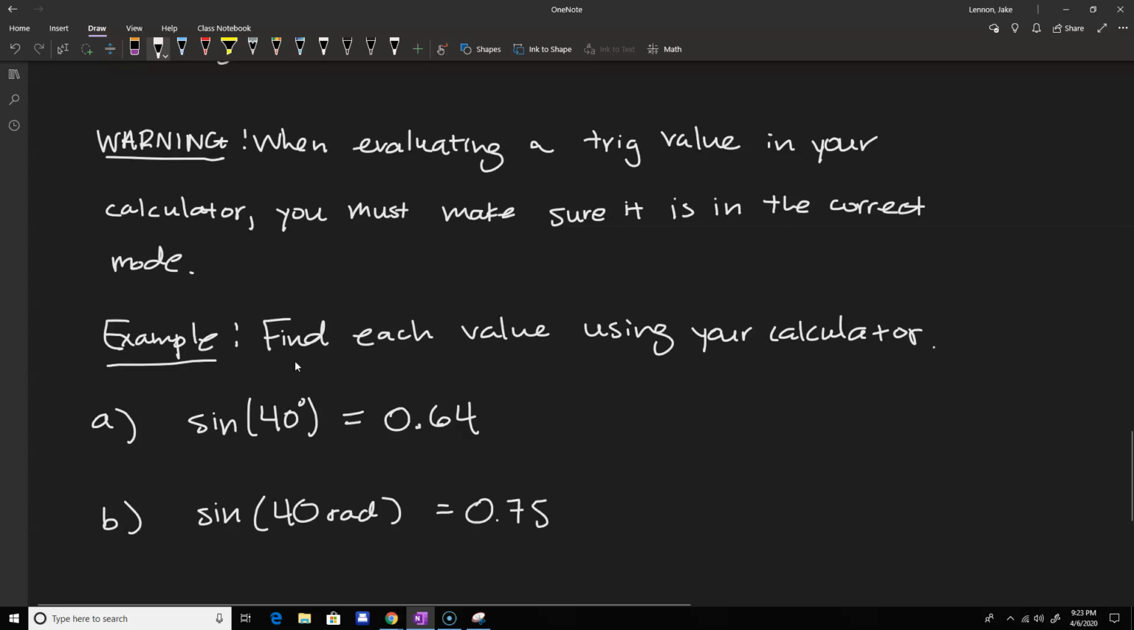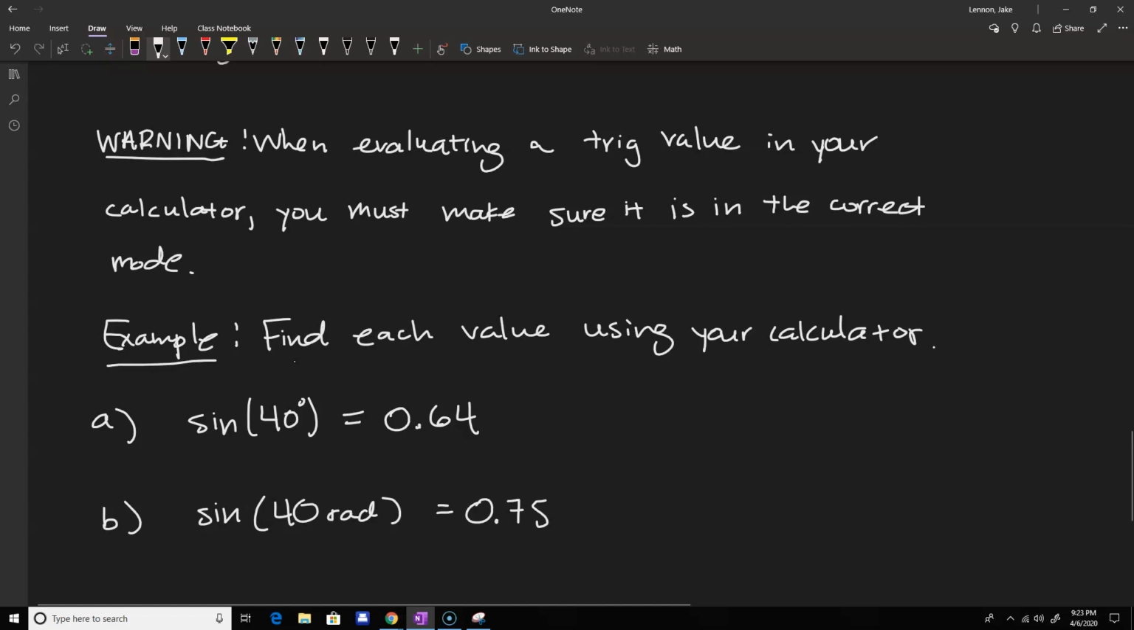Notice that the values are completely different. So if you're not using the appropriate mode in your calculator, you're going to get a different number. So if you're asked to find the trig value of a specific thing, then you need to make sure your calculator is in the appropriate mode.